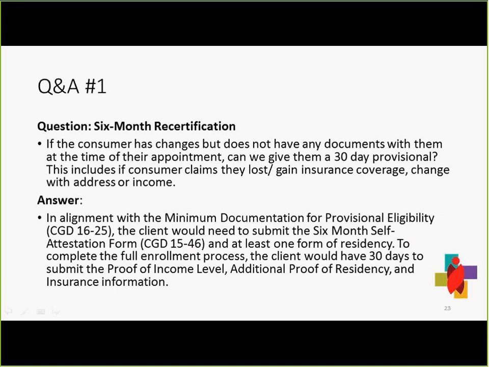The answer to this is, in alignment with the minimum documentation for provisional eligibility, Common Guidance Document 1625, the client would need to submit the 6-month self-attestation form, Common Guidance Document 1546, and at least one form of residency. To complete the full enrollment process, the client would have 30 days to submit the proof of income level, additional proof of residency, and insurance information.